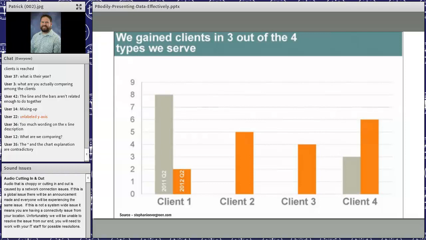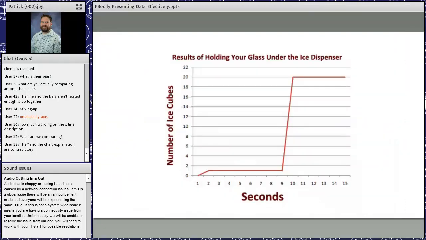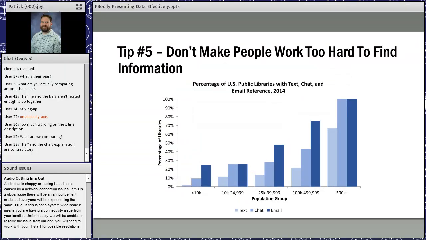So that is what we're talking about when we mean that we want to simplify and establish a focal point so that people know exactly the story that you're trying to get across. You have a clear title, clear labels, your X and Y axis are labeled if that's the kind of chart you're doing, just so people know exactly what it is that you're trying to tell. And then tip number 5, don't make people work too hard to find the information.